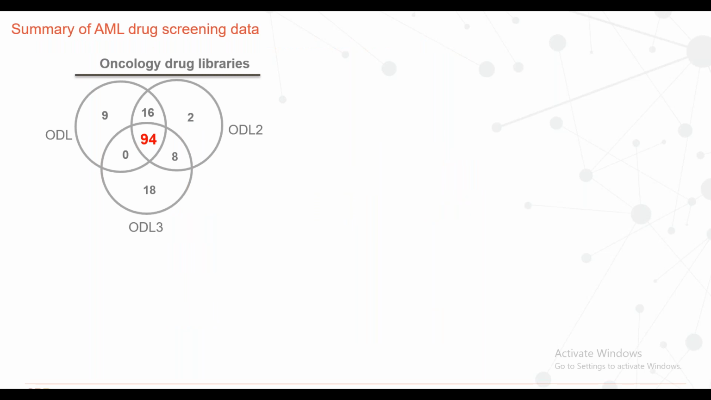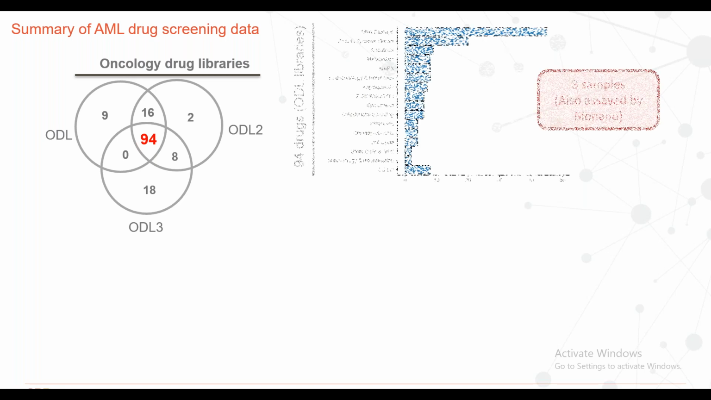As I mentioned earlier, the other type of data set that we have for these patients is drug screening. These AML patients were screened for sensitivity to small molecule libraries. These are the three types of libraries that we have: the oncology drug libraries, ODL, ODL2, and ODL3. Different patients were screened using one of these libraries, but for most of these small molecules, there is overlap across all three libraries. So 94 small molecules are shared between them, and we are planning to use those 94 molecules for downstream analysis.